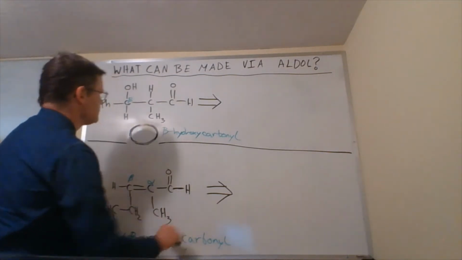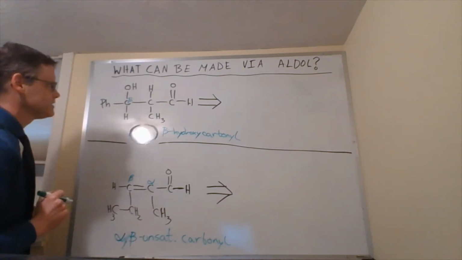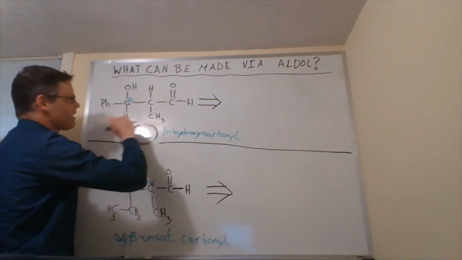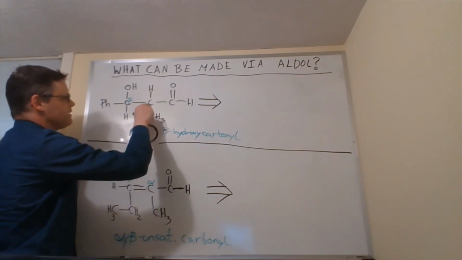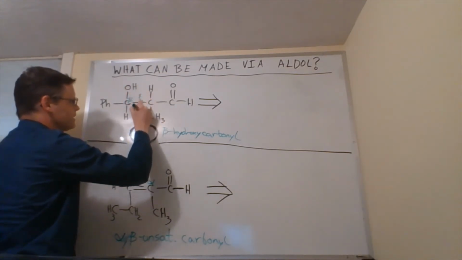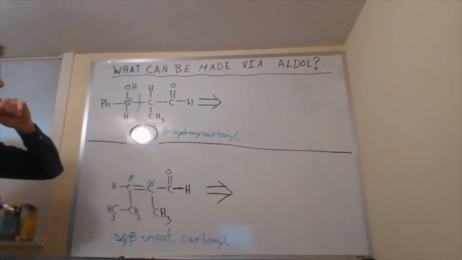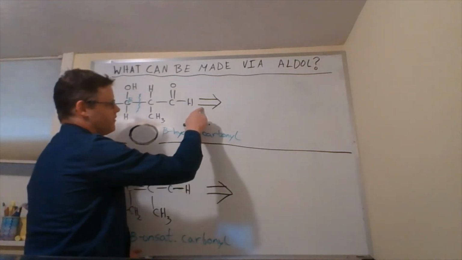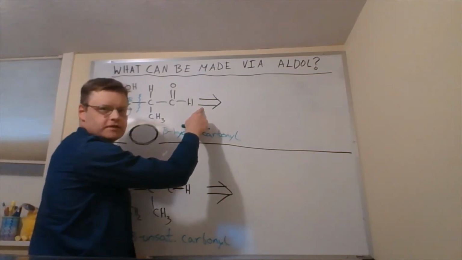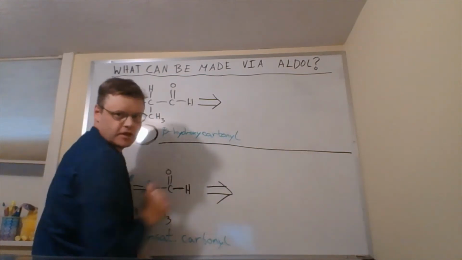Okay. Now, to figure out what compounds could be used to make this in an aldol condensation, here's what we want to do. For the beta hydroxycarbonyl, the carbon-carbon bond that's made is between the alpha carbon and the beta carbon. So we can put a little squiggly line there to signify that this was the bond that was made. And then we've got this arrow, which is a little different from other arrows we've seen. We might call this a retrosynthesis arrow. And here we're saying this could be made from these other molecules.